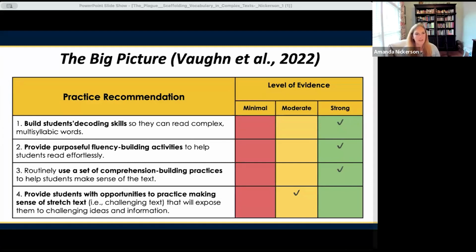And what I want to point out is number 4 is not the only item here. It's not the only recommendation that has to do with complex text. Every single recommendation here has implications for that. We can't expect students to read challenging text and practice making sense of them if they don't have strategies to make that meaning, if they haven't had opportunities to build their fluency and their endurance to get through those texts, and if they can't read the words.